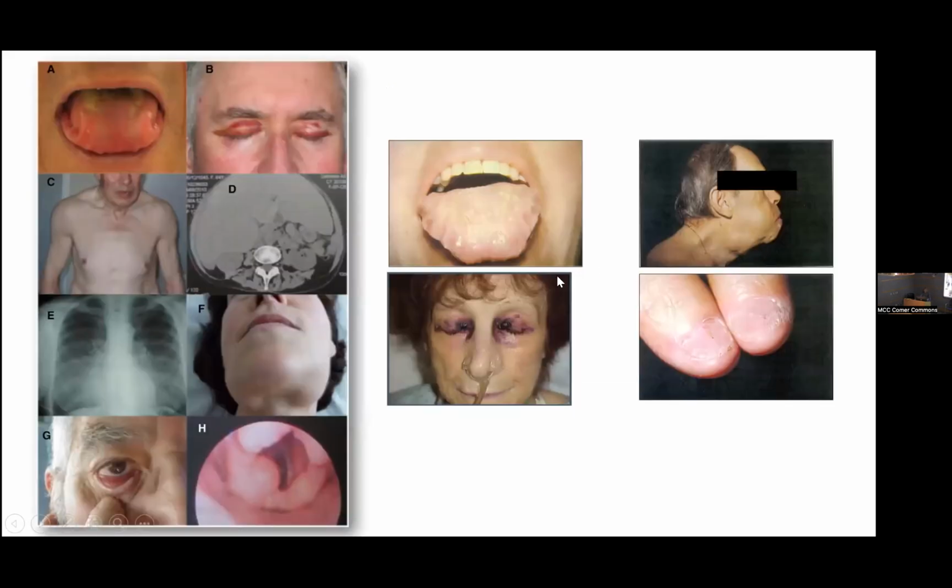This is just a picture of some of the clinical manifestations you would see. We like to sometimes show on boards a thickened tongue, these raccoon eyes, and you can get this wasting syndrome.